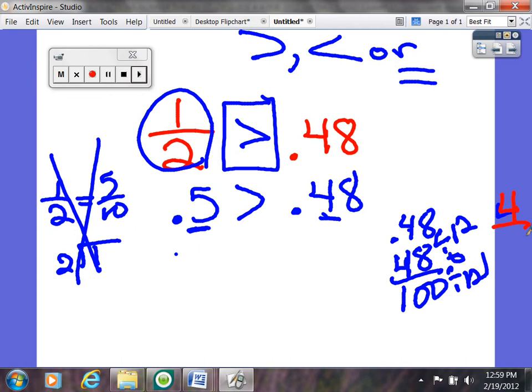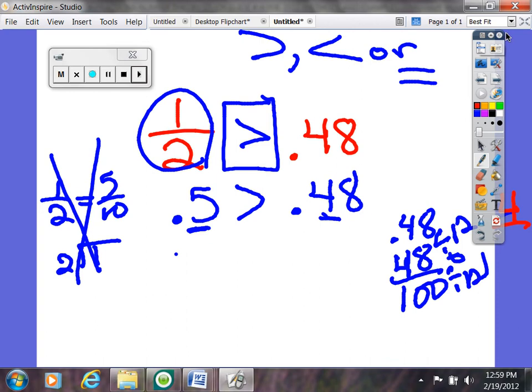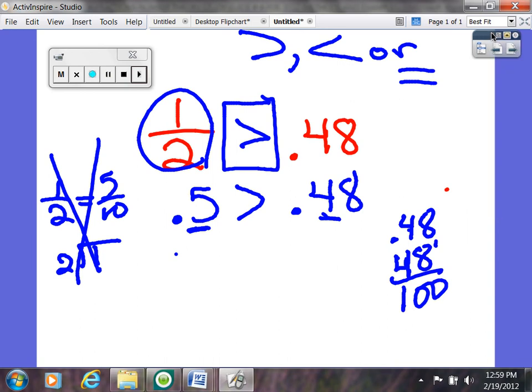Alright, so what do I have to do? That number's not right. And a lot of times the students, when they're simplifying, they'll just pick a number that will go into either one of them and not both of them. Remember, when you're dividing, you've got to find a common factor. It can't be just any number. It's got to be a number that will work into both of them. Well, what will go into 48 and 100? Well, how about 4?